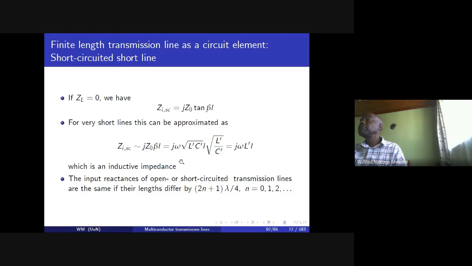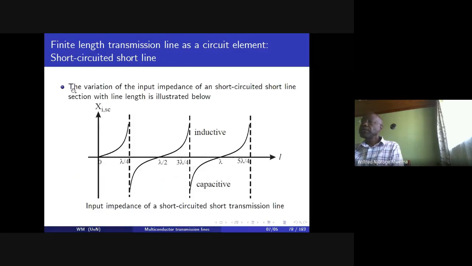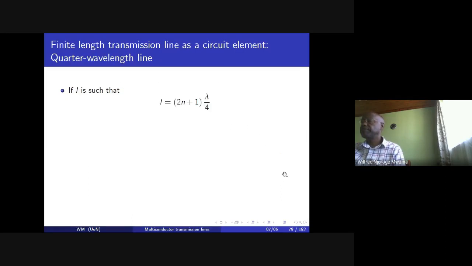If you are to build that filter using transmission line elements, then at given frequencies we'll have the resonance condition appearing in that filter. So the variation of the input impedance for the short-circuited line is shown there, and we see it is the negative of what we had for the open-circuited sectional line. And if L is an odd multiple of lambda by 4, we see the following.